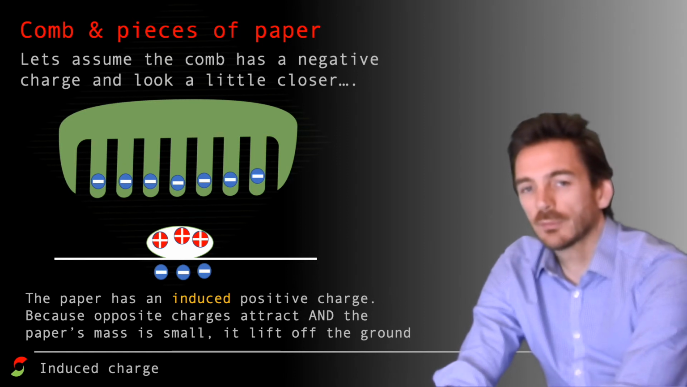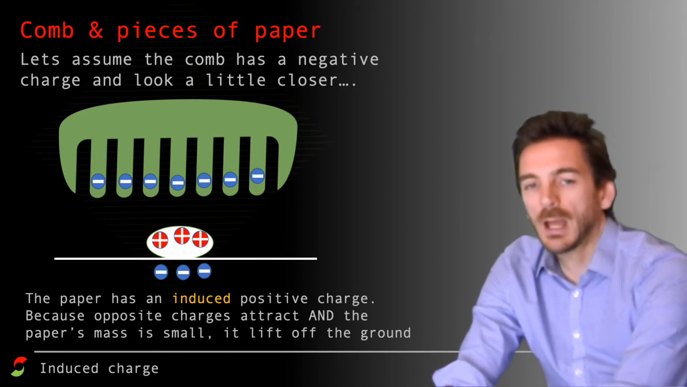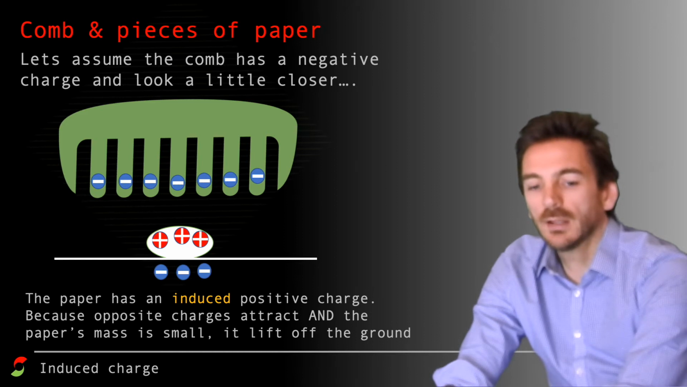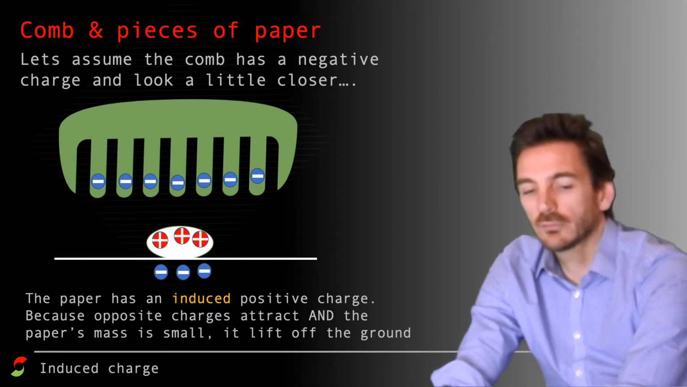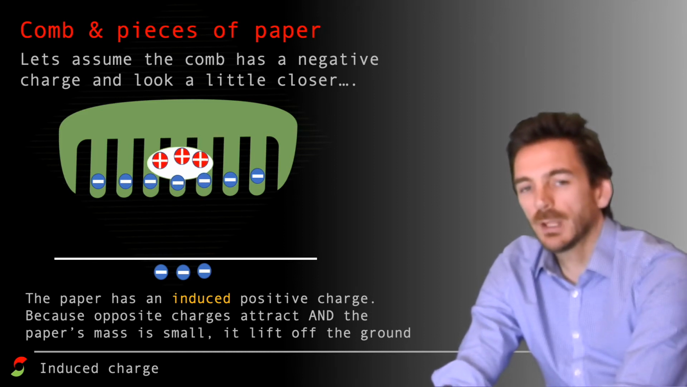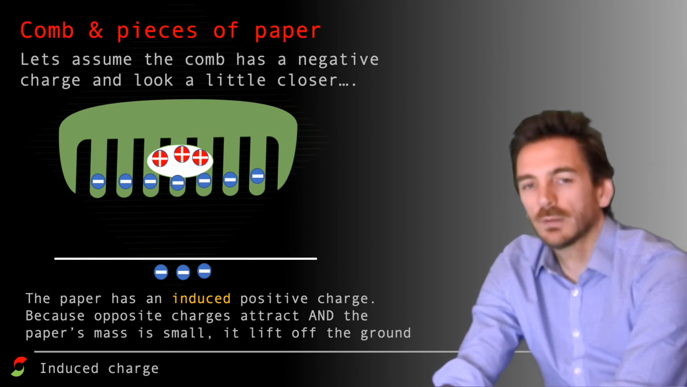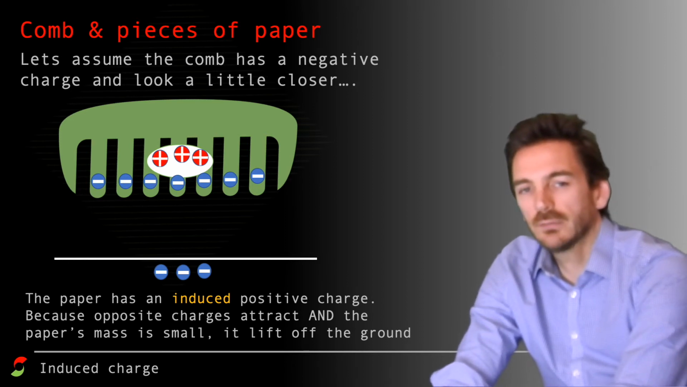Now the piece of paper is positively charged and the comb is negatively charged, and opposite charges attract. If they're oppositely charged and they attract and the piece of paper is light enough, the piece of paper will lift off the desk and be attracted to the comb.